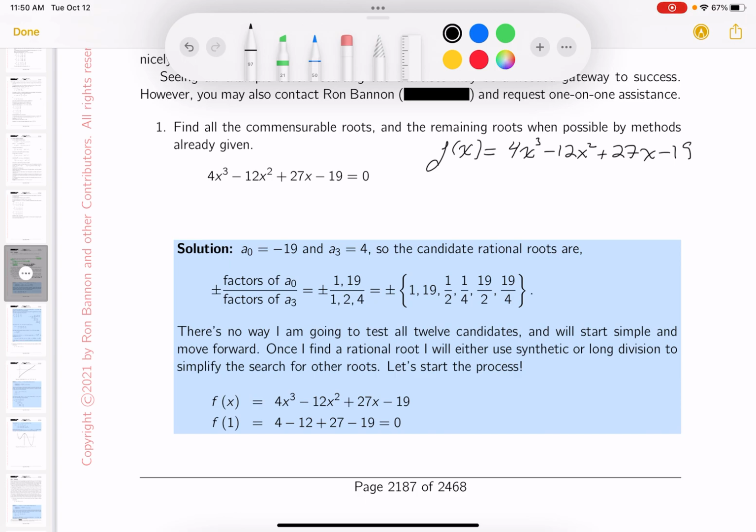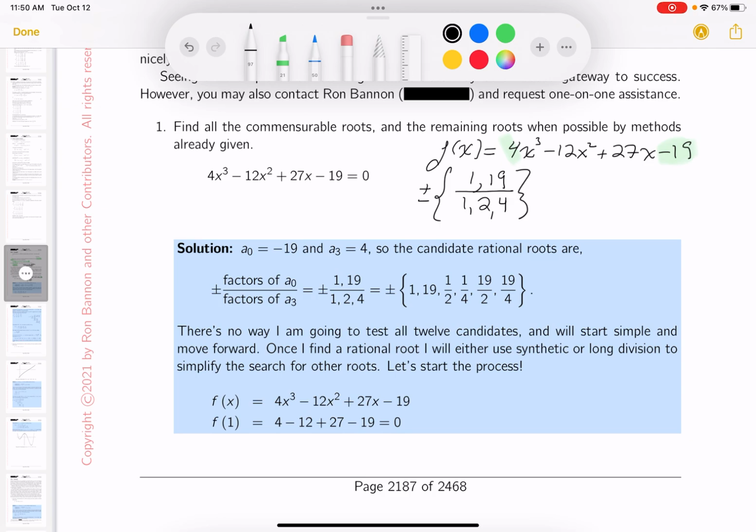The candidates would be the factors of this divided by the factors of this. Now when I say that, it's plus or minus. So I'm going to list the candidate roots for you. So plus or minus, and the way I'm going to write this, I'm going to write down the factors of 19. It could be a 1 or a 19. And the factors of 4 could be 1, could be 2, and it could be 4.